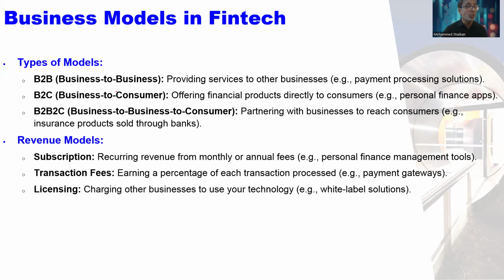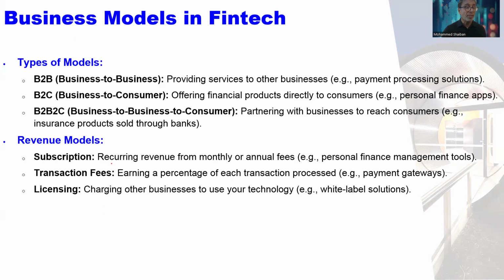You can do this business to consumers. You offer a financial product directly to consumers. And then you can have B2B2C, which is partnering with business to reach consumers. This is when huge companies can partner with you so you can reach their customers. Those are the 3 types of business models. How do you survive? Where do you get your money?